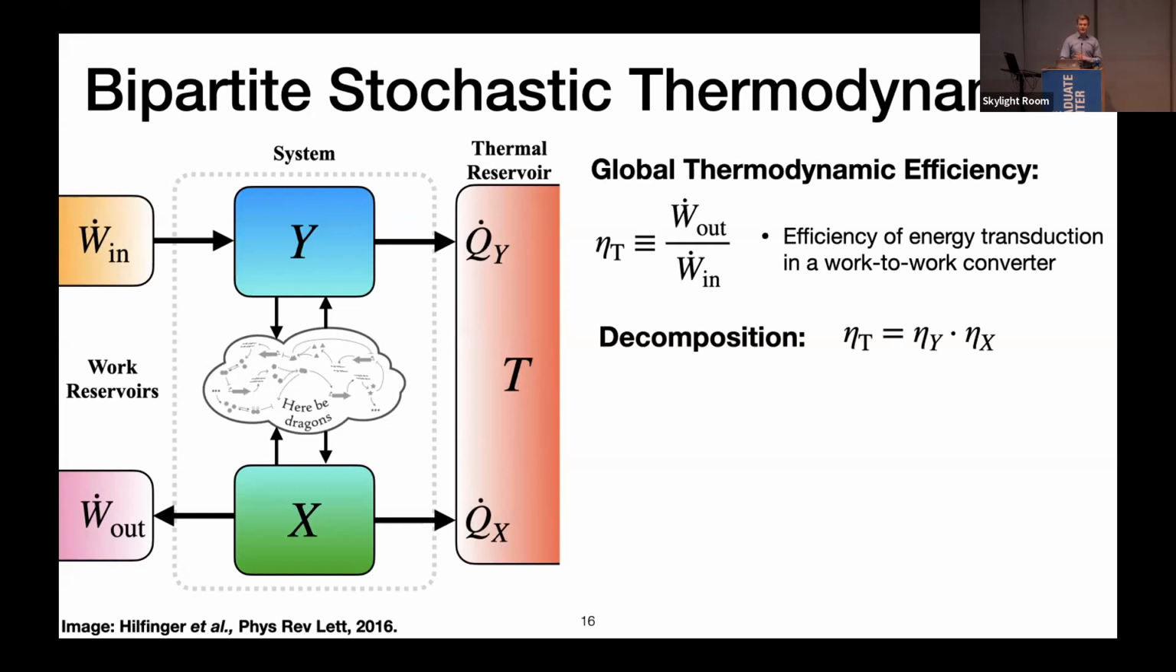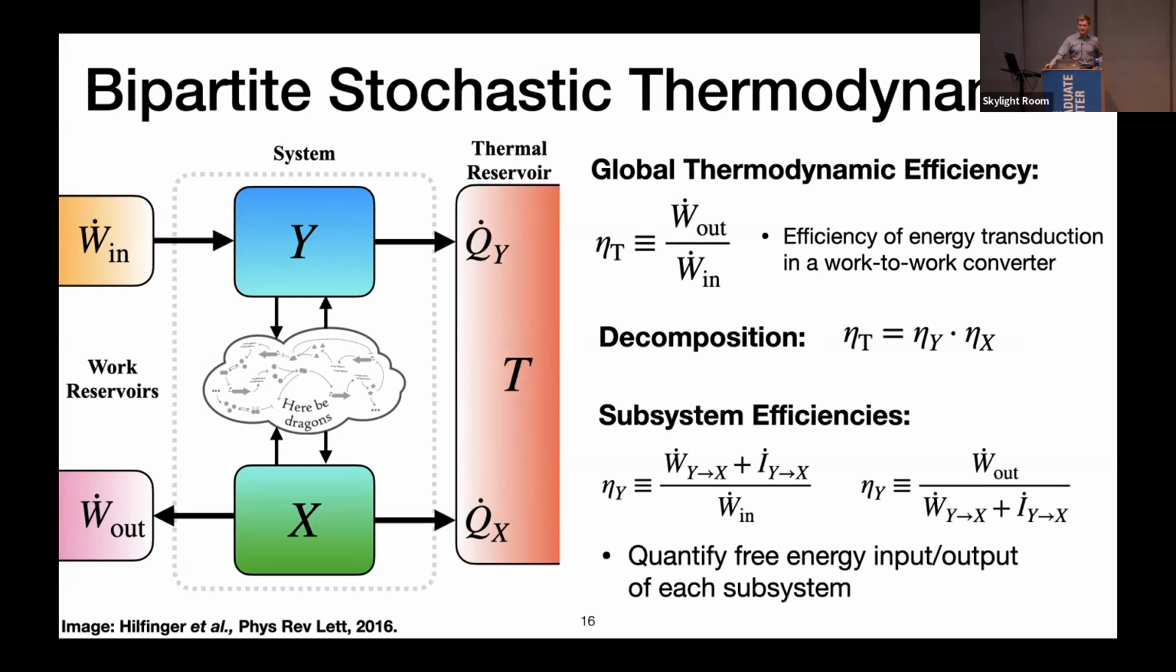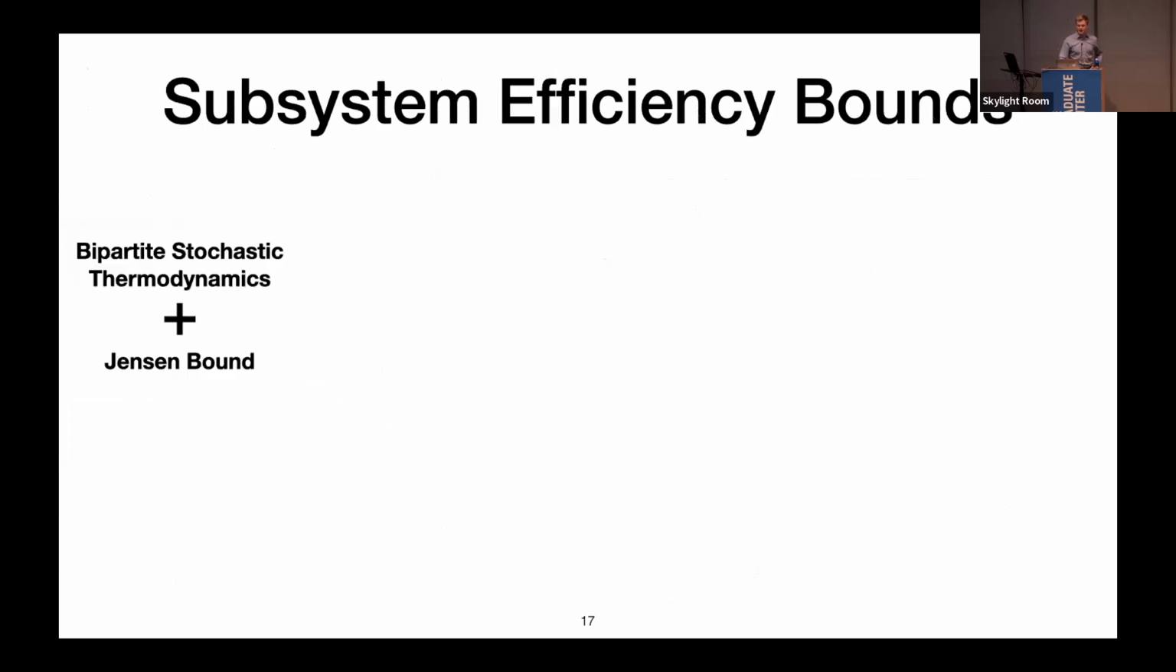this single thermodynamic efficiency into contributions from each of the two subsystems, where these contributions relate the free energy going in and out of the subsystems, which I'm not going to get into too much, but it turns out to include contributions from both energy flows and information flows between the two components of the system. These basically quantify free energy inputs and outputs into each subsystem.